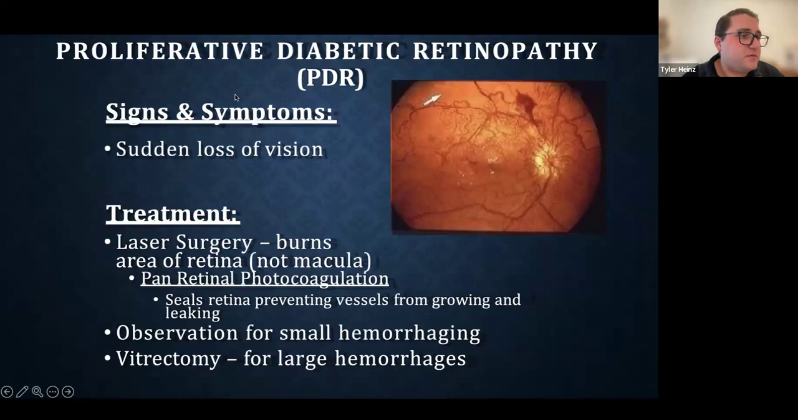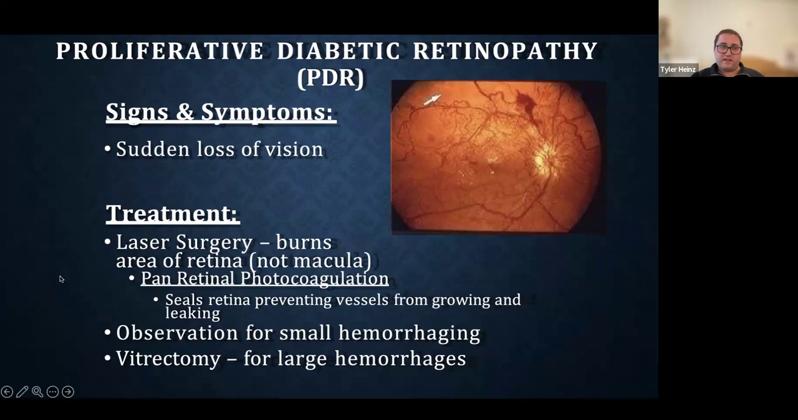So, our signs and symptoms of our proliferative diabetic retinopathy, they have maybe sudden loss of vision. It could be gradual loss of vision. Again, it just depends how fast the diabetic changes have come on. Laser surgery, we can burn those little areas with the PRP laser, like I said earlier. That's pan-retinal photocoagulation. It helps seal the retina. We can do observation or vitrectomy. And remember, I also said that we can do anti-VEGF treatments as well.